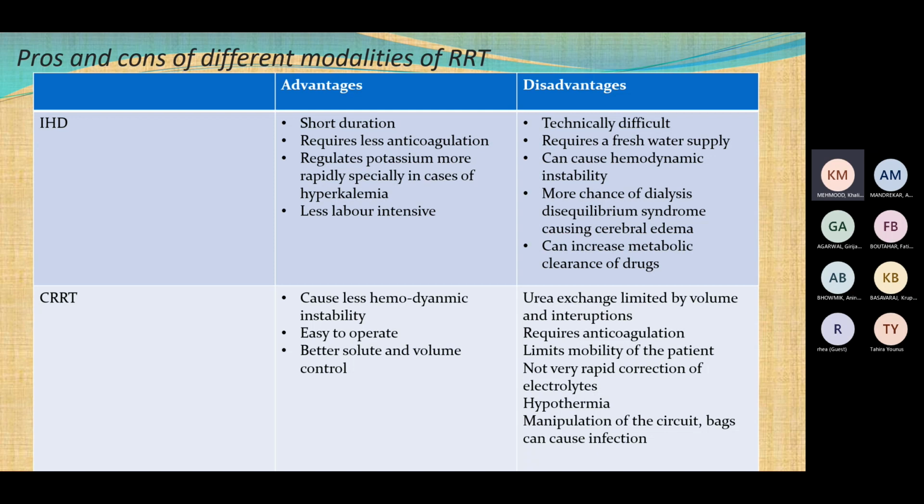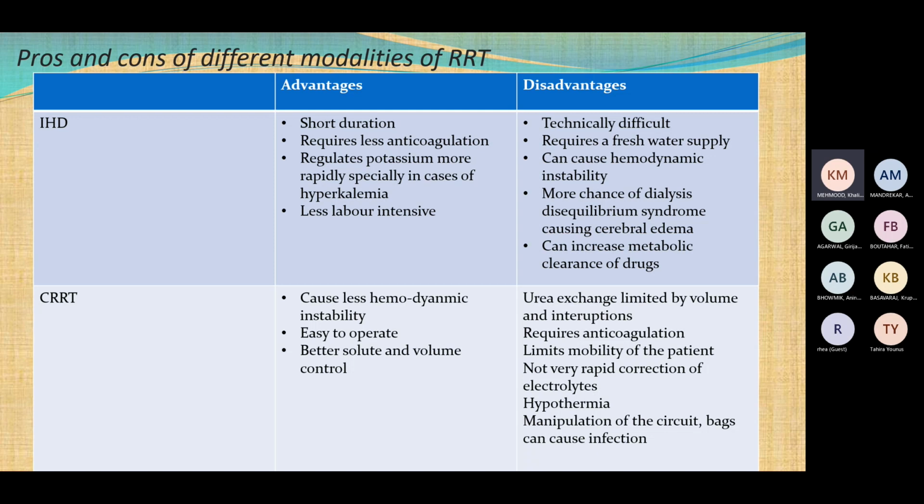The disadvantages of intermittent dialysis: it's technically a bit difficult, requires a fresh water supply, and can cause hemodynamic instability. And as I said, there's more chance of dialysis disequilibrium syndrome, which can lead to cerebral edema. But CVVHDF does require anticoagulation. The anticoagulation we use in our ITU is citrate, or heparin, or Flolan, which is basically epoprostenol.